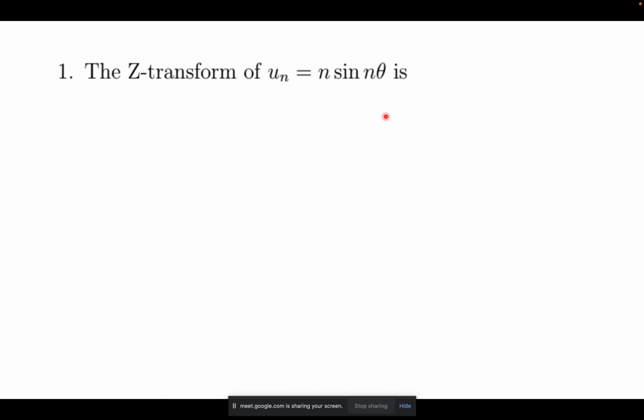Problem number one is: you have some sequence small u(n), which is given by n sin(nθ), and you need to find the Z transform of this. Okay, so how can we solve this problem? This is a very straightforward problem, and let's see how to solve this.